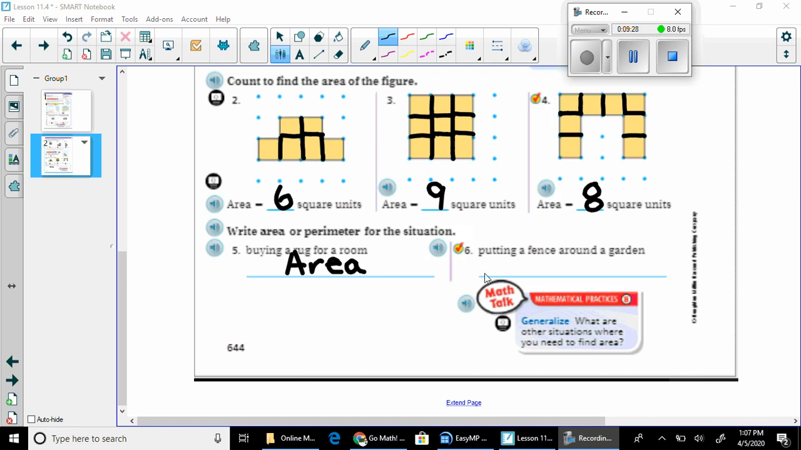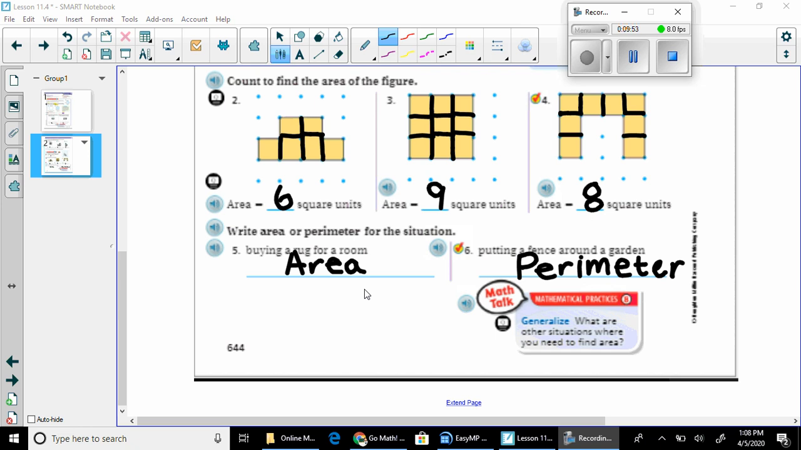Okay, so number 6 says putting a fence around a garden. Would you use perimeter, the distance around a figure, or would you use area, the space inside of a figure? Go ahead and pause the video and write down your answer. All right, so you should have gotten perimeter. So you would use perimeter or the distance around a figure if you were putting up a fence around a garden.